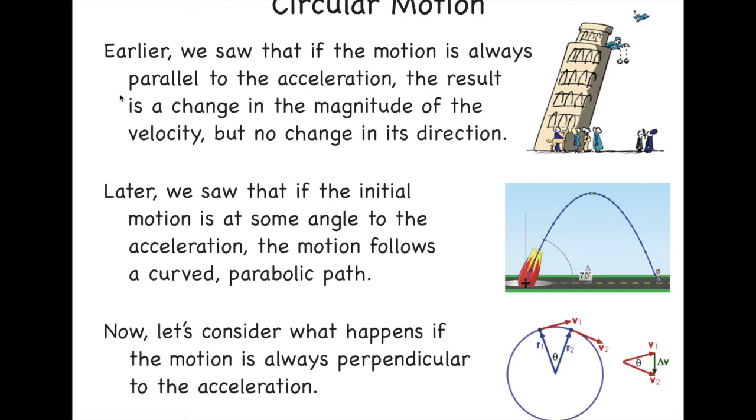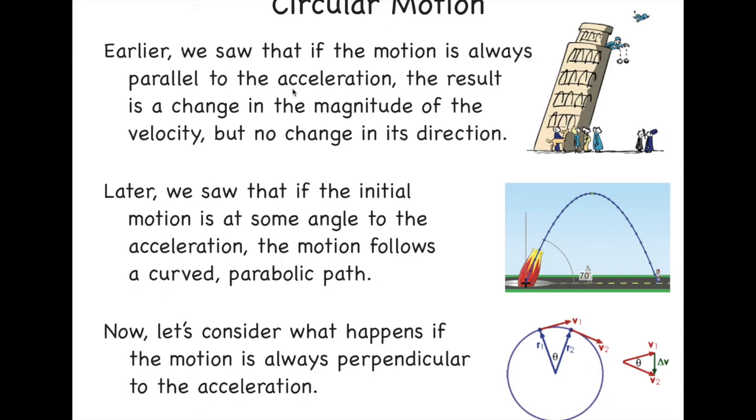Now we're going to move on to circular motion. So this is a return to the end of chapter 3 that we had skipped earlier. Previously, we had seen that if the motion that we're dealing with is always parallel to the acceleration, as in the case when we're just moving in a straight line, right?